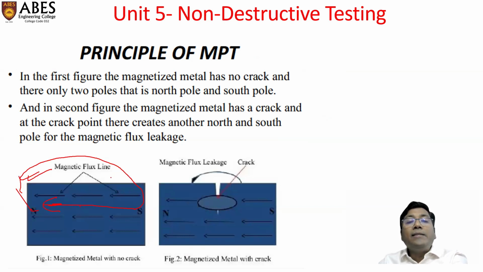But in the second figure, suppose there is a crack or a gap in the surface of the magnetic material. The magnetized metal has a crack, and at the crack point another north and south pole is created for the magnetic flux leakage. So here the south will be created, and here the north will be created. So we can detect, and have an indication, that there is a leakage of magnetic flux, or there is a crack over there.